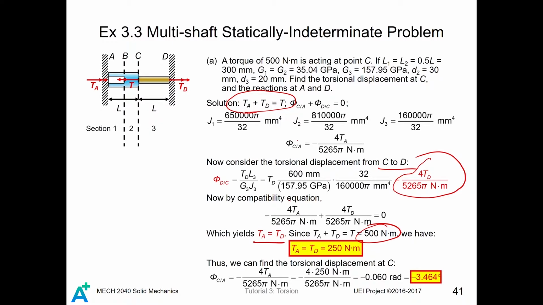Consequently, the torsional displacement at point C is given by this. Then you just substitute our TA into this equation to get our torsional displacement, which is negative 3.464 degrees.